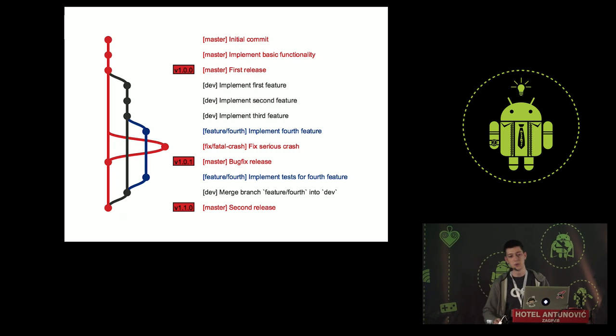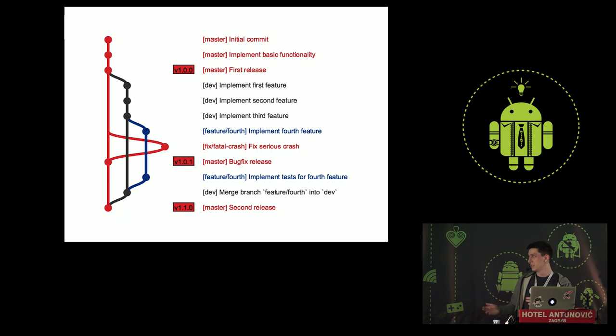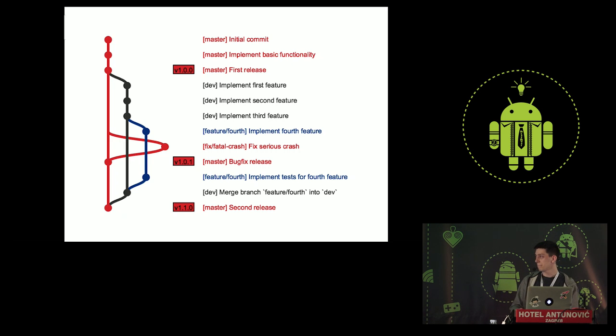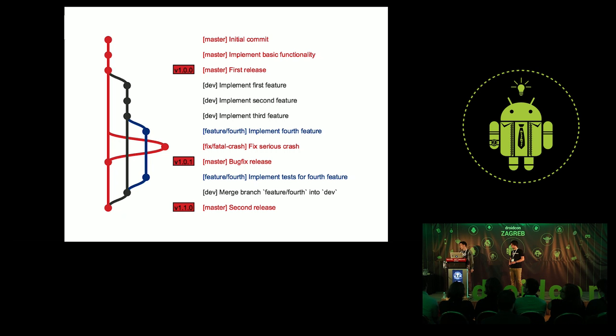It happens in a way that you branch off develop and start developing your feature. Once you're ready, once you're satisfied with it, you merge back into develop and continue developing new features. When you're ready to release a new version to Play Store, you merge back into master, tag the release, and publish it to Play Store. Now, at any given point in time, you can branch off master to fix bugs in production. Once you're done, you merge back into master, and you also probably want to merge into develop, so you also have the fix there.